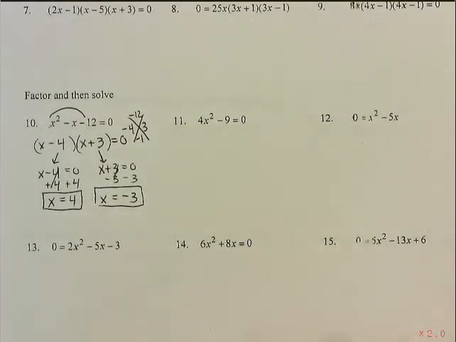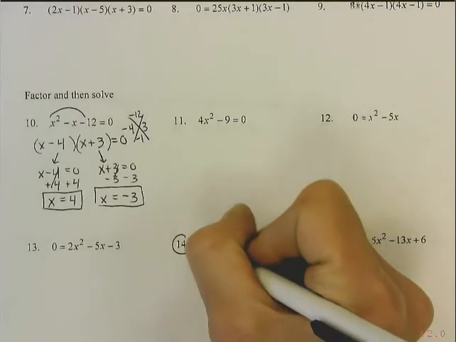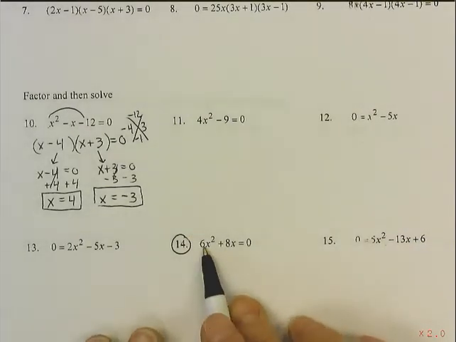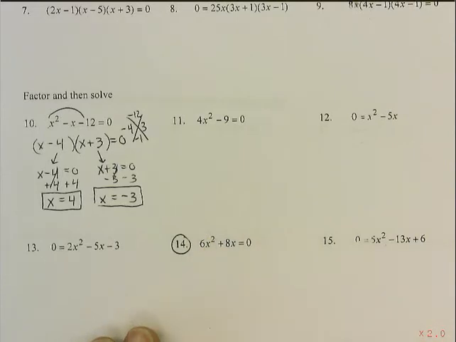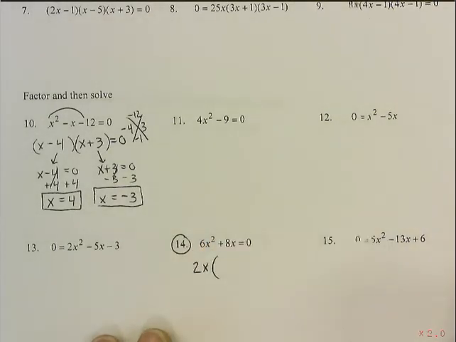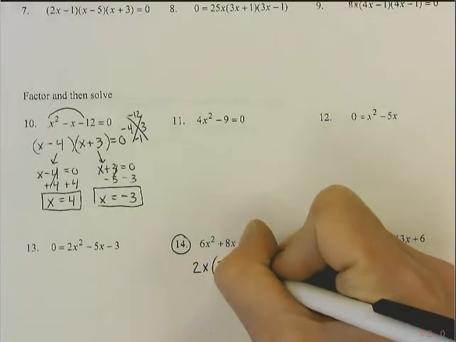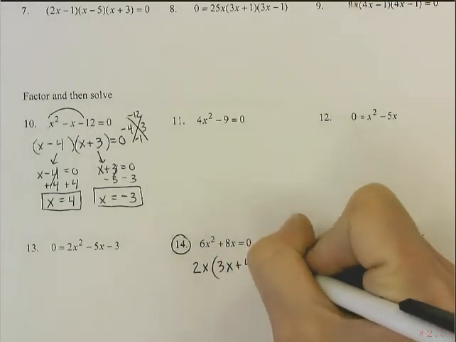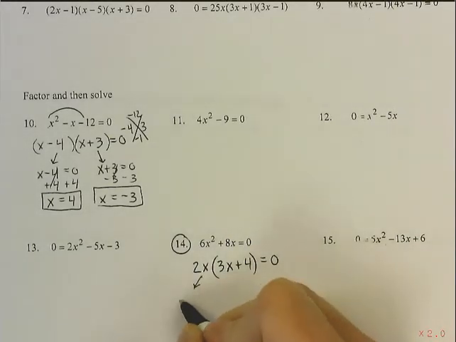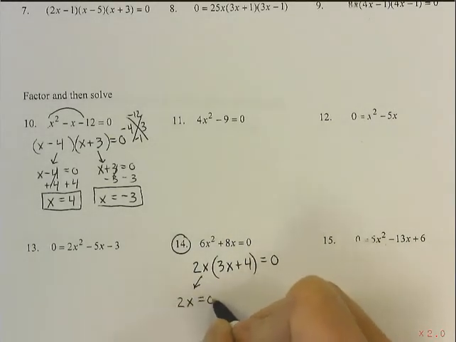So let's look at maybe a different type, say number 14. This is not a diamond box problem. Hopefully we recognize this is a greatest common factor type. So the greatest common factor would be 2x. And we'll be left with 3x plus 4. Now we have it in factored form, 0 on one side. Set each factor equal to 0.